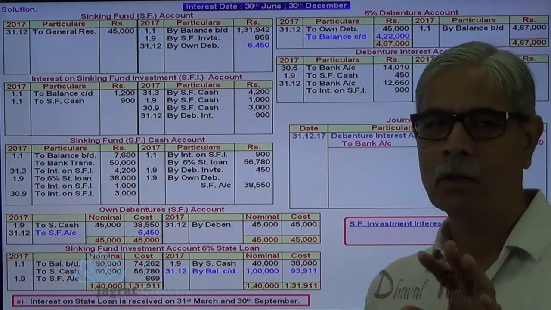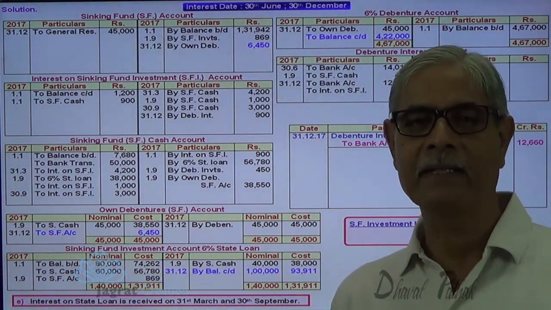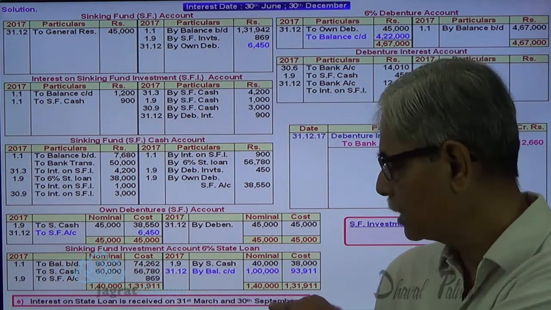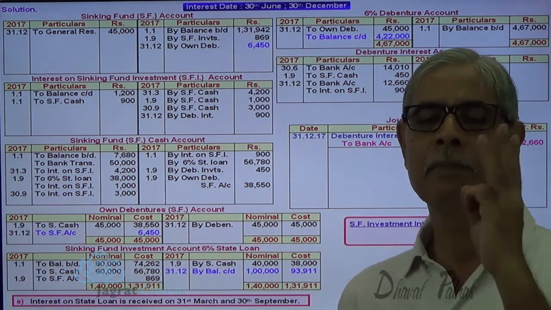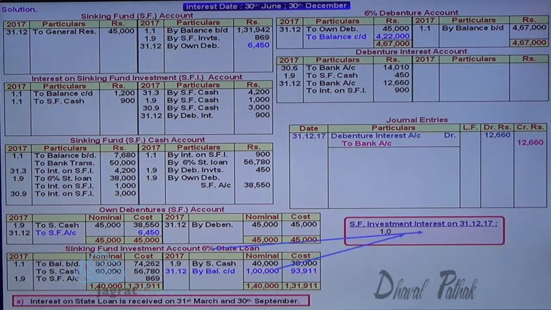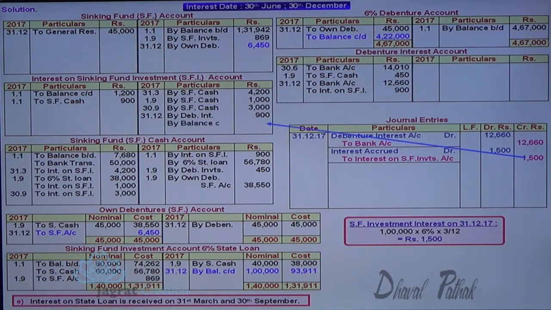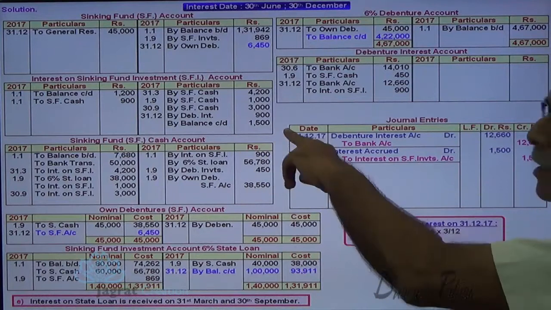Now on 31st of December, we are required to write the entry for accrued interest, because the last interest on this investment was received on 30th September. 3 months have passed till the end of the year. So the accrued interest entry will be recorded. So 1 lakh into 6% into 3 by 12. Interest accrued account debit to interest on sinking fund investment. So the sinking fund investment is to be recorded as closing balance.